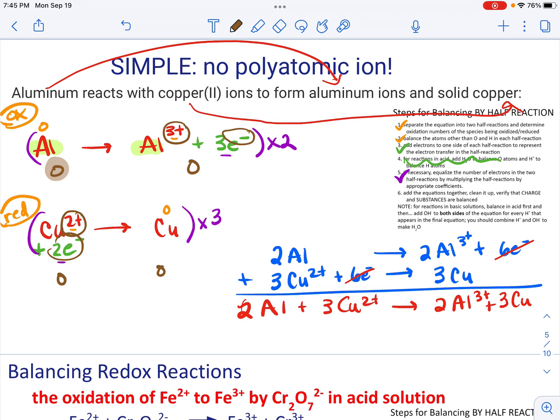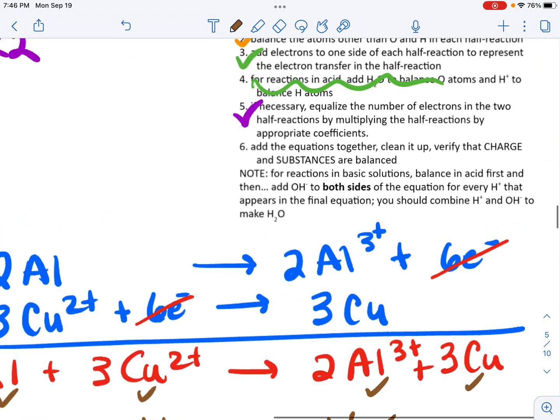So when we check this overall equation down here, I can do the same thing. I can see that I have 2 aluminum on each side, and I have 3 copper on each side. The total charge on the left, the aluminum is 0, and the total of the copper would be plus 6. And on the right, the 2 aluminum ions would be plus 6, and the copper is 0. So notice that the charge is the same on both sides when I'm finished. This is what I mean by verifying that the charge and the substances are balanced after they're added together.